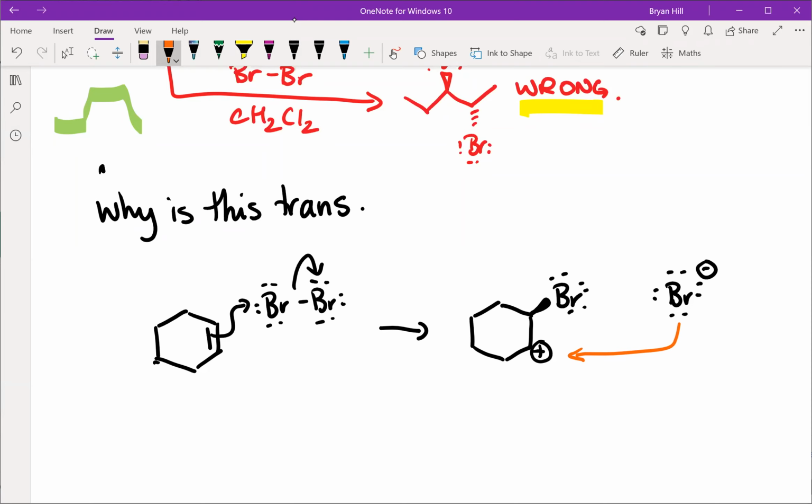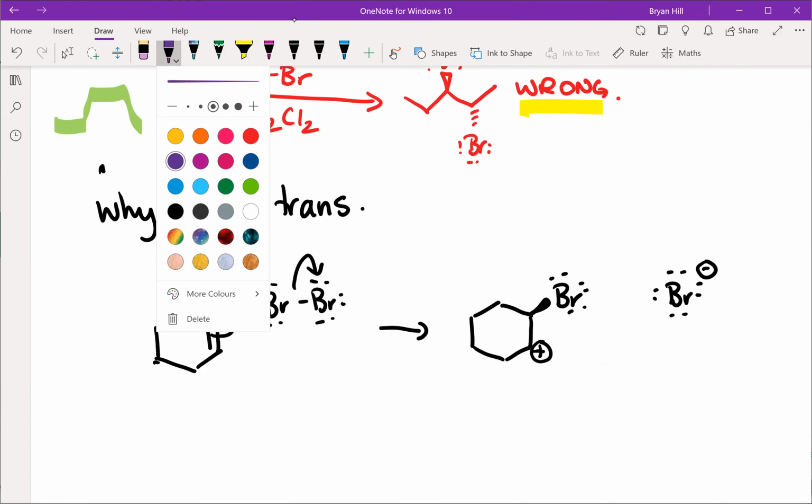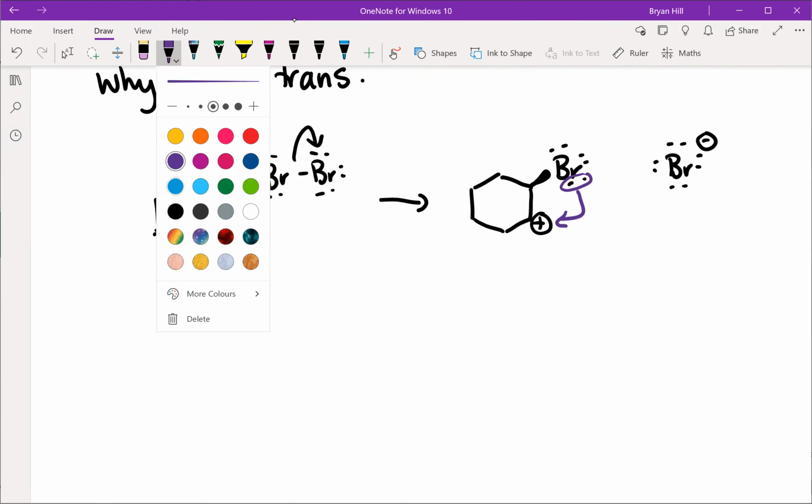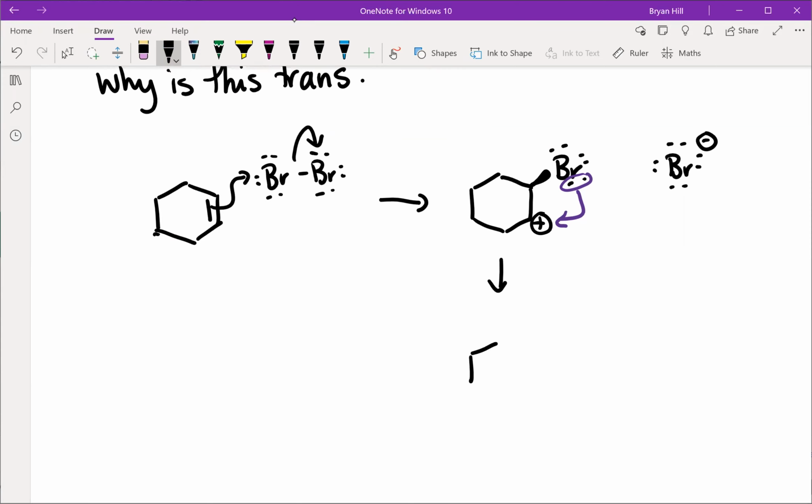So there's something which goes on here that is faster than this orange arrow attacking. There's something that happens before that bromine can come in and attack that carbocation. And that something is that there's a set of lone pairs that is far closer to that carbocation which can attack it. And those lone pairs are located right here. So the bromine can attack that carbocation, and you end up making this interesting structure like this.